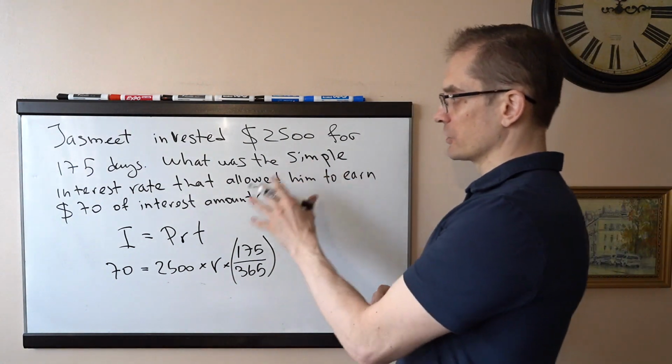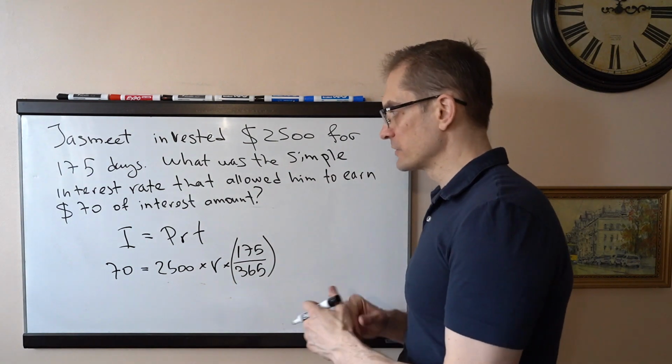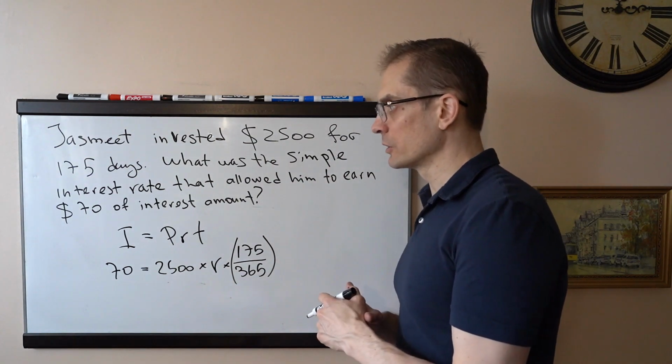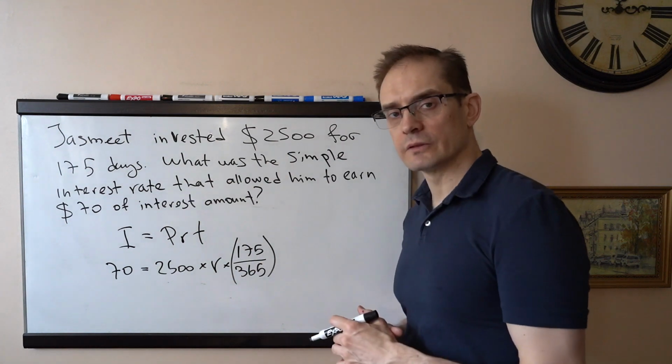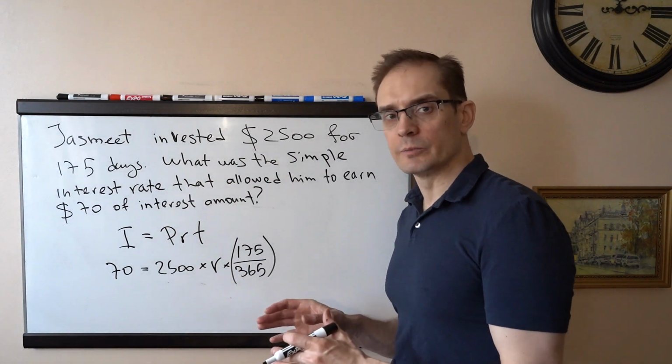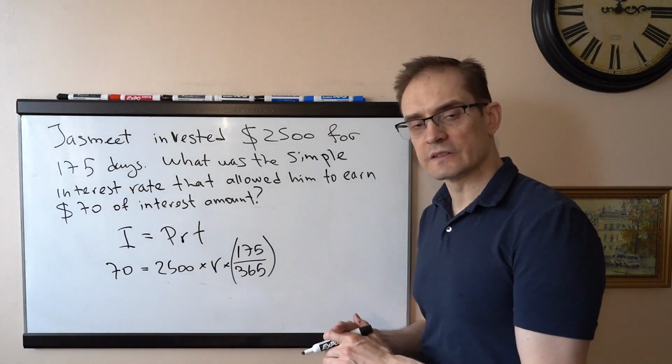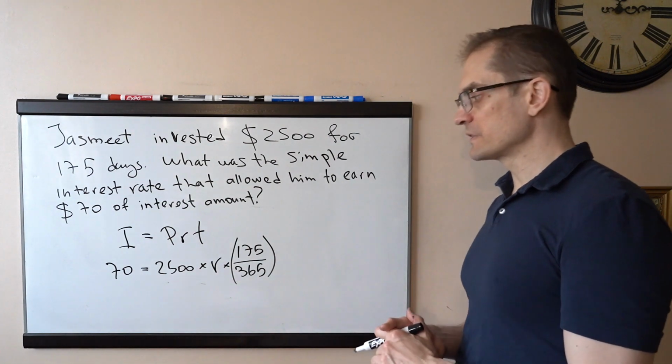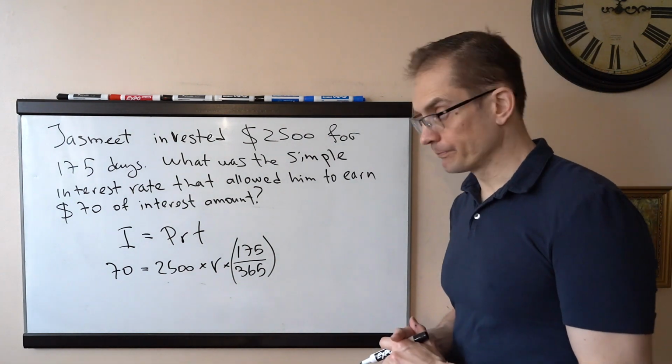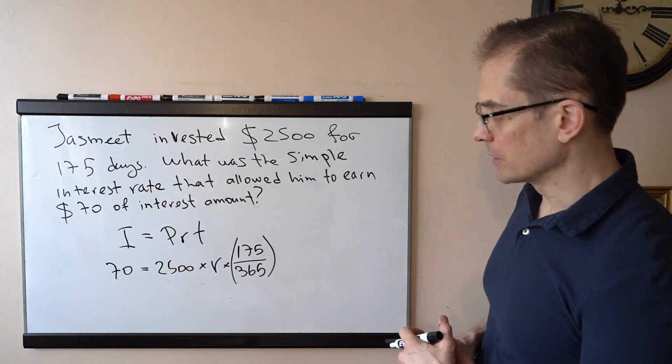Now, if nothing is mentioned, so there is no information on whether it's a leap year or not, it's just 175 days, we assume it's not a leap year. We assume it's 365 days. For our purposes, this precision is enough. Okay, returning to this problem.